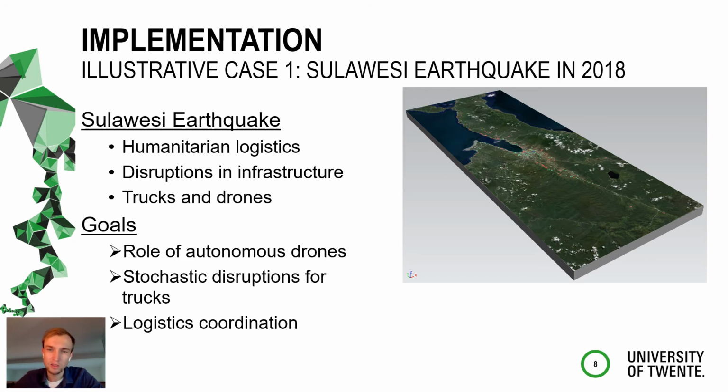The goal of the simulation study is to find out what role drones can fulfill within humanitarian logistics operations, and also analyze the stochastic disruptions that occur in the area of the road network and the effect it has on truck deliveries. Furthermore, we can analyze the overarching logistics coordination of trucks and drones in a humanitarian operation.